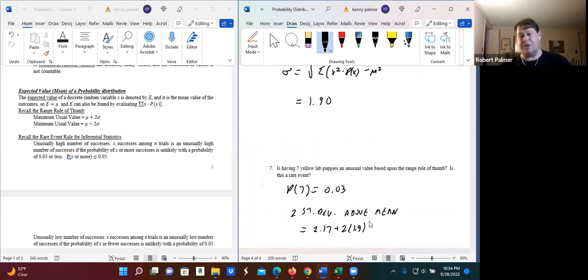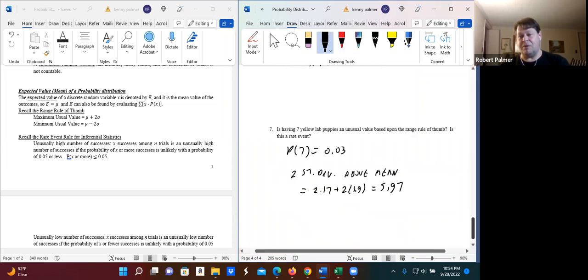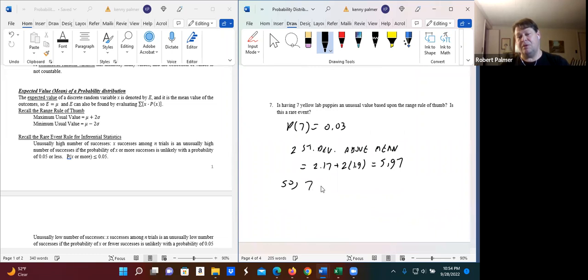Okay, this comes out to be 5.97. So 7 is greater than 2 standard deviations above the mean. So this is an unusual value based on this range rule of thumb, because it's more than 2 standard deviations above the mean. Now, is this a rare event? And this also is a rare event.